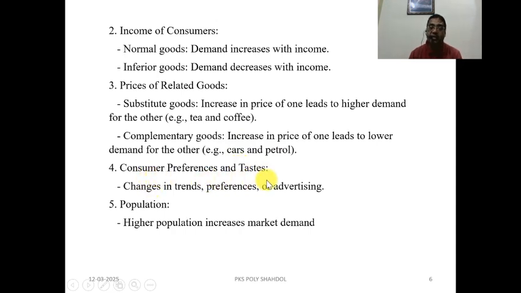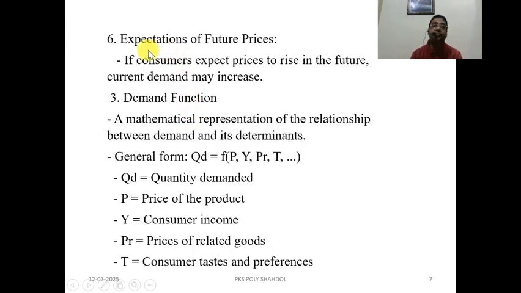Consumer preference and taste means changing trends, preferences or advertising. Population: higher population increases market demand. Expectation of future prices: if consumers expect prices to rise in future, current demand may increase. For example, if onion prices are suspected to go high in the coming period, people buy and hoard it. So the demand for onion will increase.